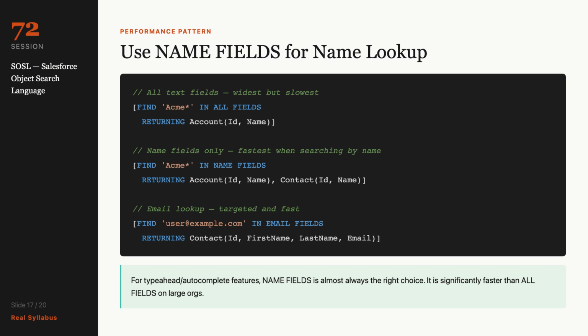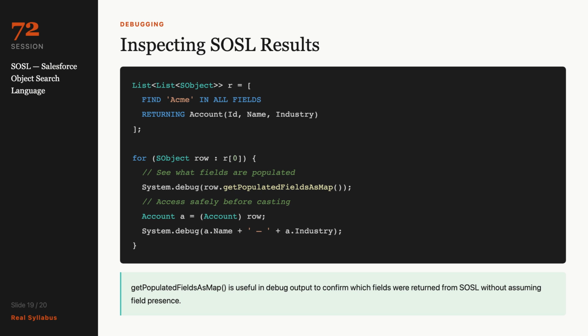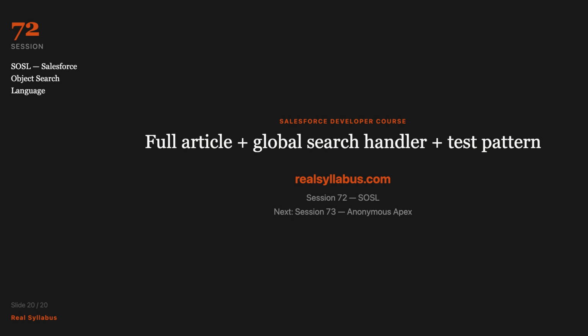The FIND clause supports two wildcards. The asterisk matches zero or more characters. ACM* matches Acme, Acme Technologies. The question mark matches exactly one character. AC?E matches Acme, but not Acme. Both wildcards only work at the end of a search term. A leading wildcard like *force is invalid SOSL. If you need to match the end of a term, use SOQL's LIKE operator with a leading %.